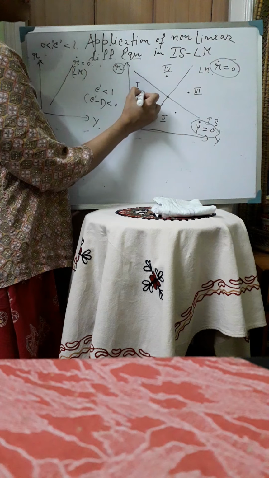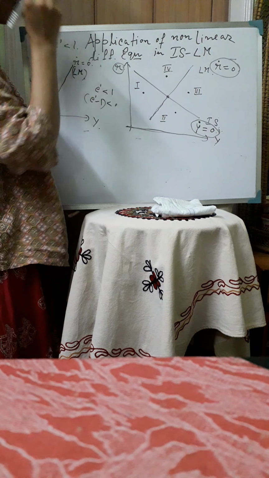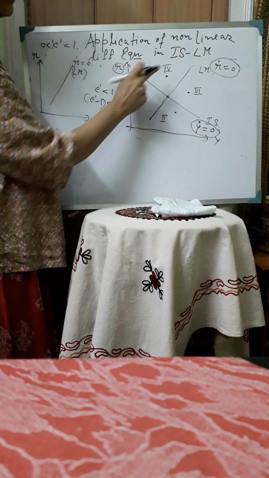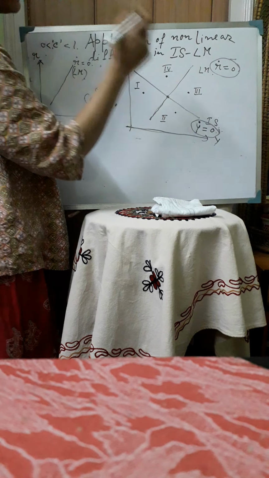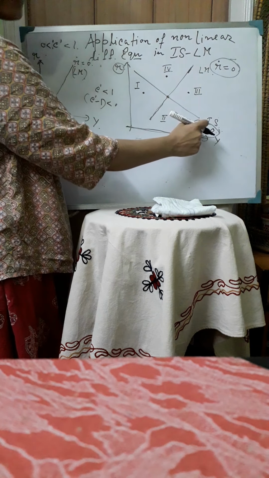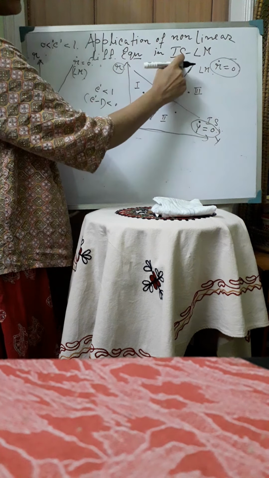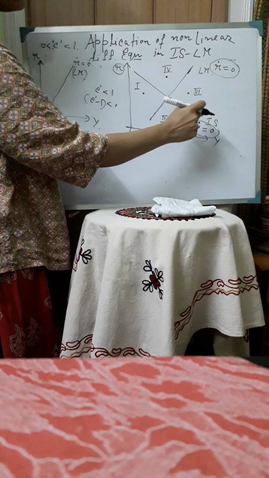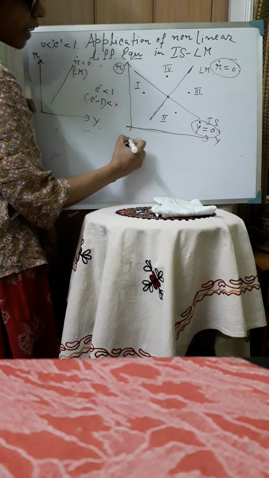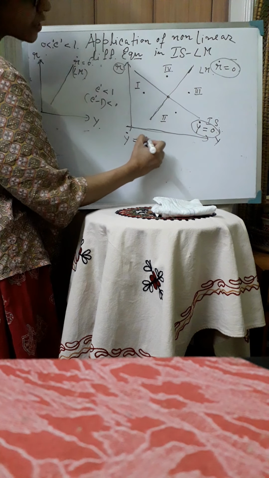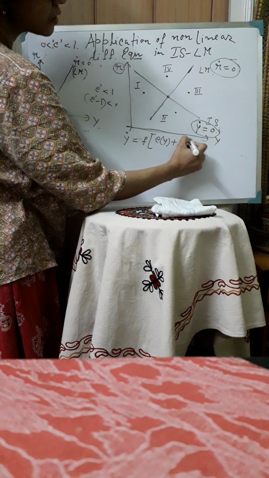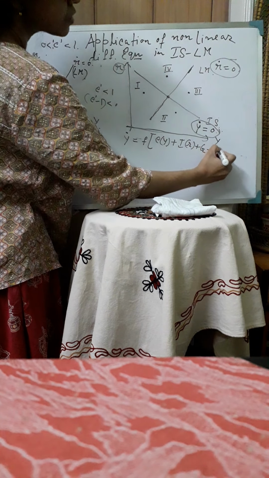Now let's start from region 1. For determining the intertemporal movement of y and r in different regions, we have to find out the signs of r dot and y dot to the left and right of these curves. We know that y dot is a function of cy plus ir plus g minus y.